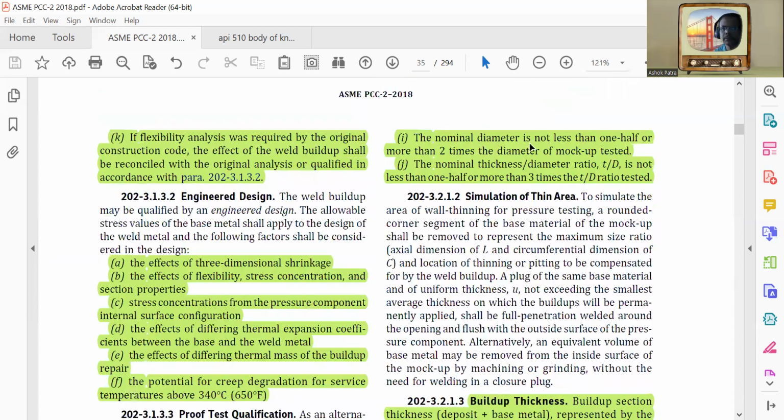The nominal diameter is not less than 1/2 or more than 2 times the diameter of the mock-up tested. The nominal thickness diameter ratio T by D is not less than 1/2 or more than 3 times the T by D ratio tested.